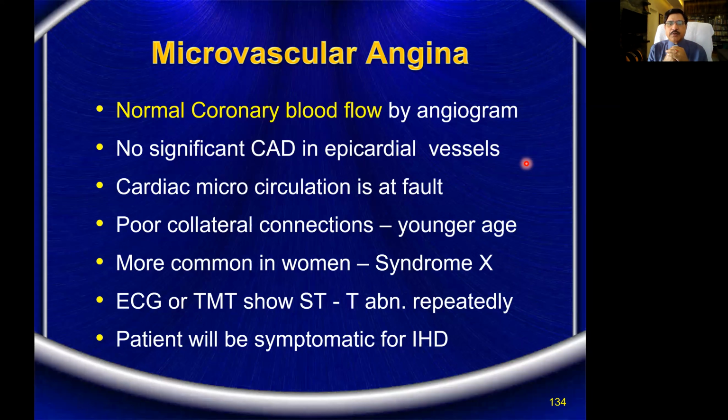ECG may be normal. If you do a TMT, TMT shows positive, repeatedly positive. Go to the cardiac cath lab, do an angio, vessels are normal. Means what? You have to modify the risk factors more and see that they're controlled. This is microvascular angina. Patient will be symptomatic. As with IHD, they will be complaining of pain at rest.